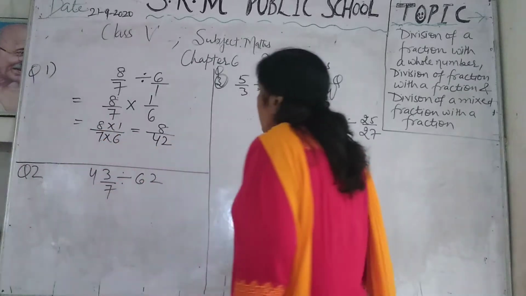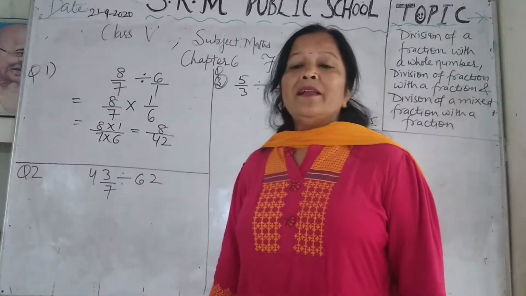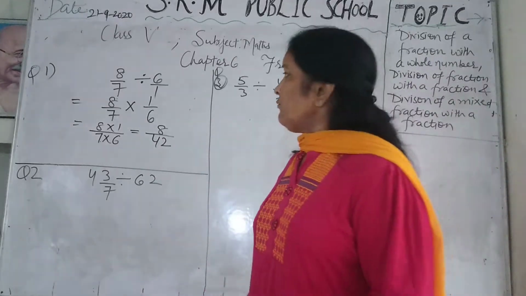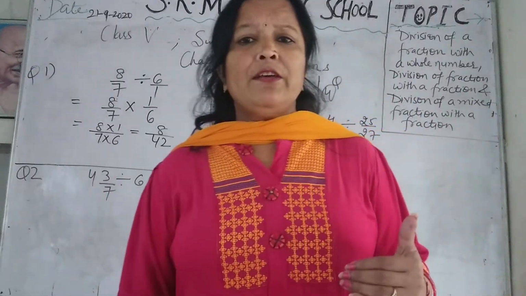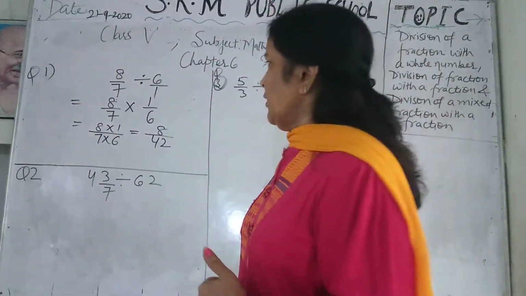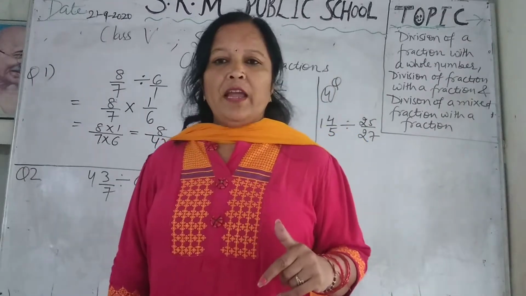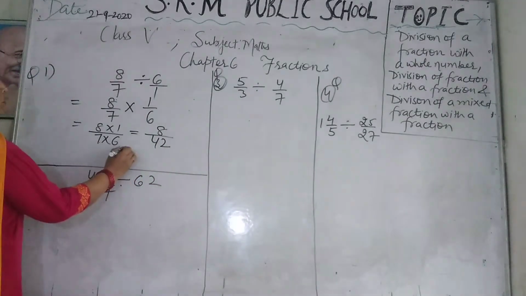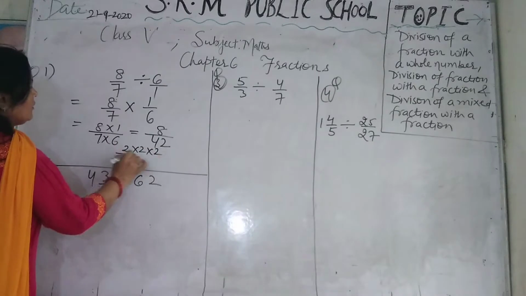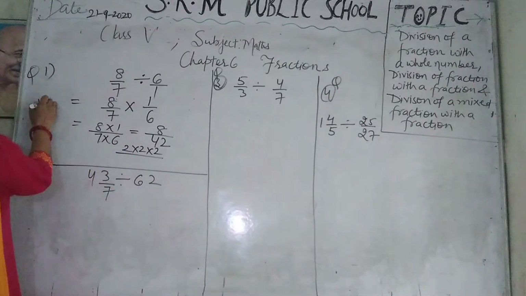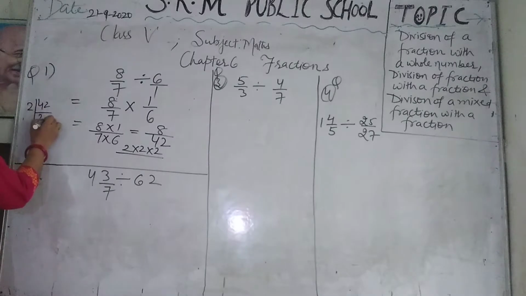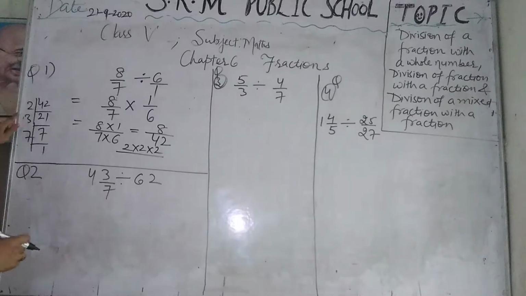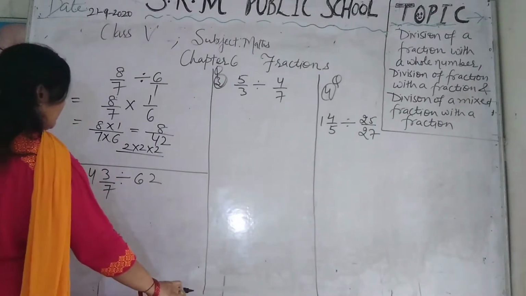Now the next step is you can write this in the lowest form by writing the factors of 8 in the numerator and the factors of 42 in the denominator, and you will simplify. Here, the factors of 8 will be 2 twos are 4, 4 twos are 8. Then the factors of 42: 2 ones are 2, 3 sevens are 21.